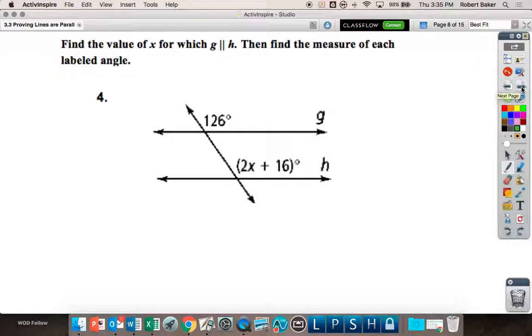I can guarantee you with absolute 100% certainty that you will see a question like this on your quiz. And your quiz is tomorrow. Your quiz has nine matching questions saying alternate interior, alternate exterior, same side interior, vertical angles. Yes, that will be on your quiz tomorrow.